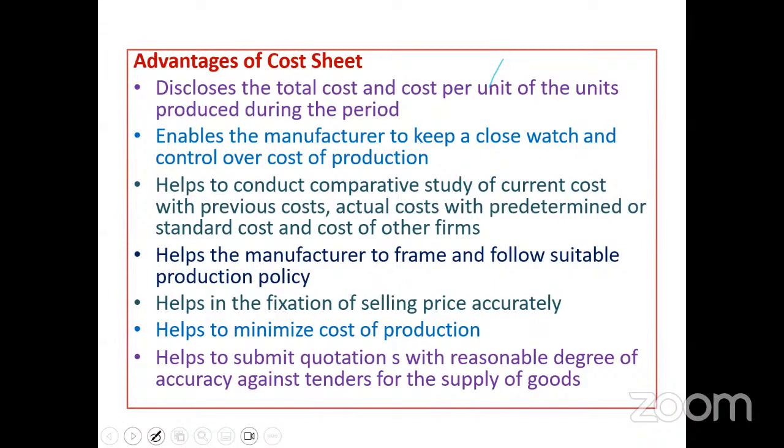So whenever you are participating in this tender process, you first need to know the total cost as well as the per unit cost. In order to know the total cost and per unit cost, we need to prepare the cost sheet. Yes. So that you can quote in your tender process. Okay, so these are the advantages of cost sheet. Is it clear? Yes.